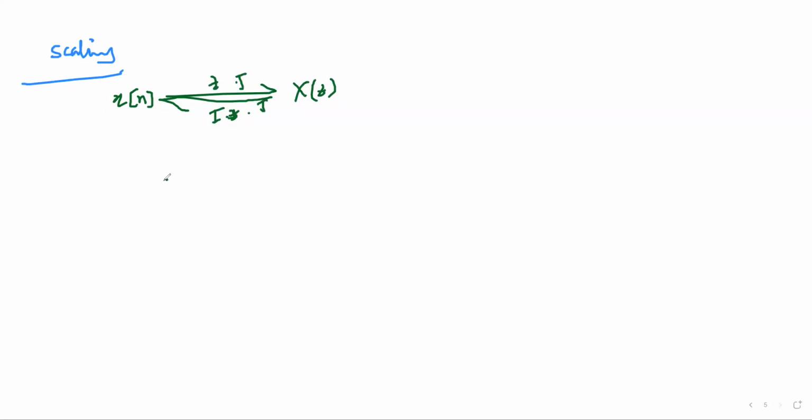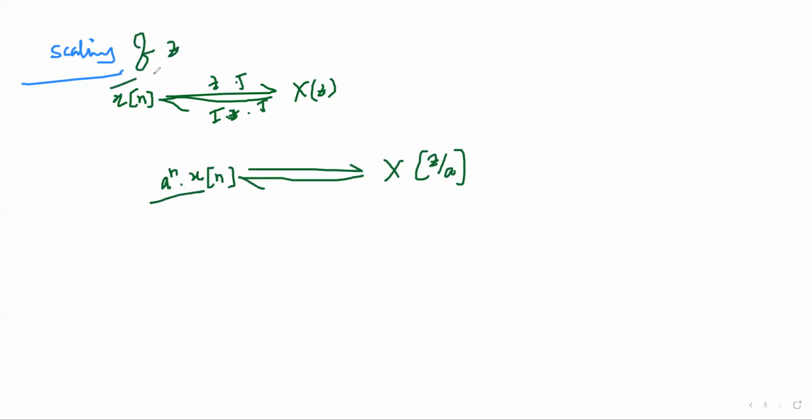So here, if I have a power n multiplied with the x of n sequence, then I will have my Z transformation as x of z divided by a. This is the scaling property, scaling of z. Previously we had time scaling, but this is z scaling, meaning scaling in the z domain axis. How do I perform the scaling in the z domain? This is a division. If you have a power minus n, you will have a into z. So that is different.